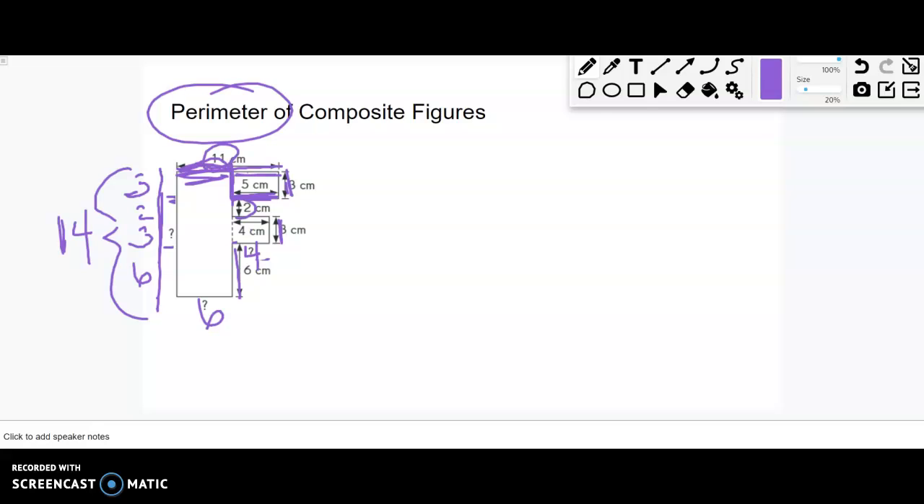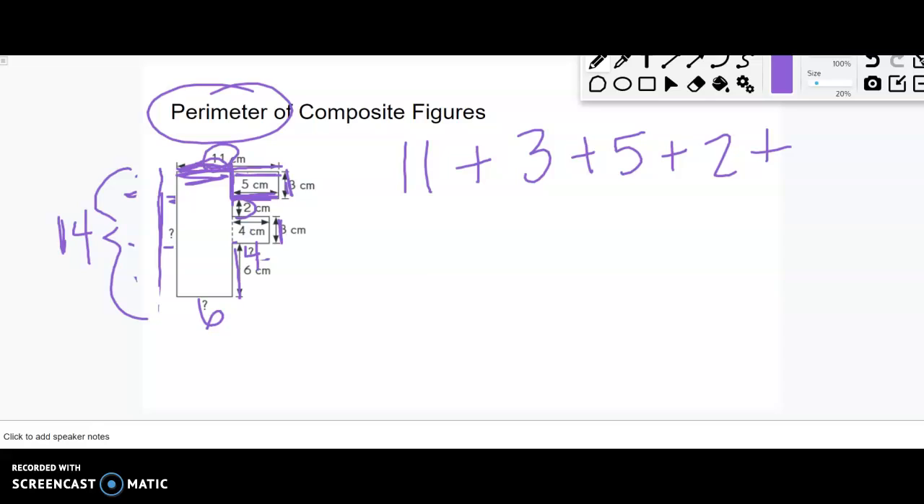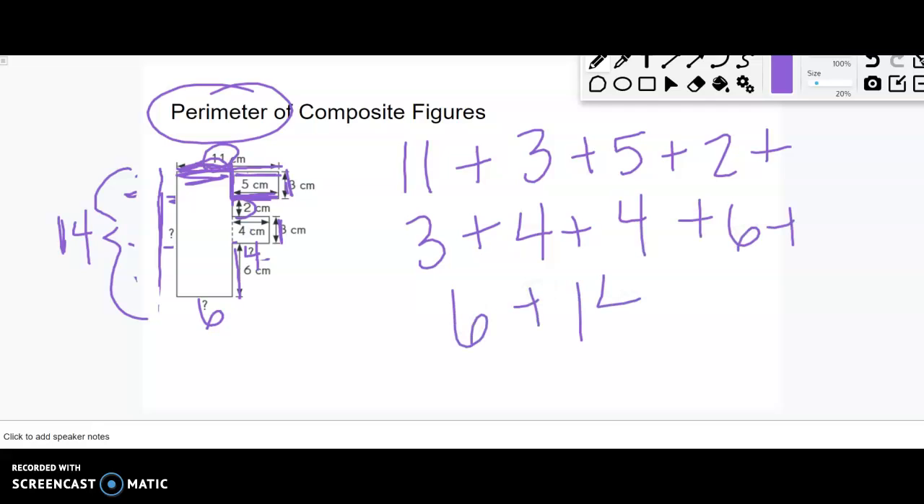So now all I have to do is add up the sides. So I have 11 plus 3 plus 5 plus 2 plus 3 plus 4. I missed that 4 in there. Plus the other 4 plus the other 6 plus another 6 plus the big long 14. All right, let's double check. 1, 2, 3, 4, 5, 6, 7, 8, 9, 10. Okay, I just want to make sure I had all the sides. So then I can add that up.